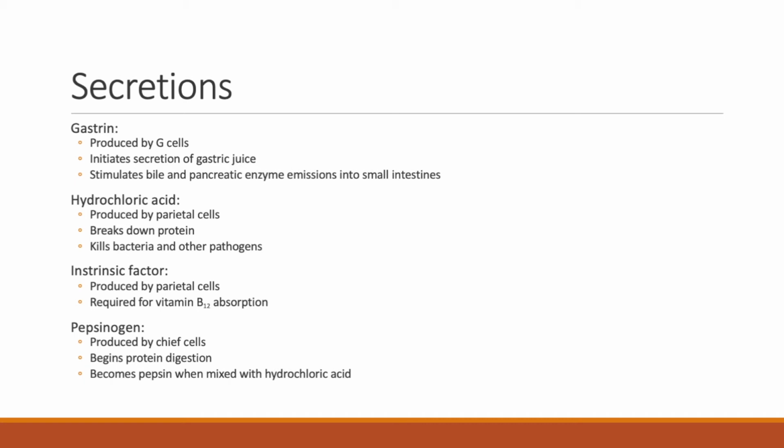Hydrochloric acid is produced by parietal cells. It breaks down protein, and kills bacteria and other pathogens. The intrinsic factor is produced by parietal cells again, required for vitamin B12 absorption. Pepsinogen is produced by chief cells, begins protein digestion, and becomes pepsin when mixed with hydrochloric acid.